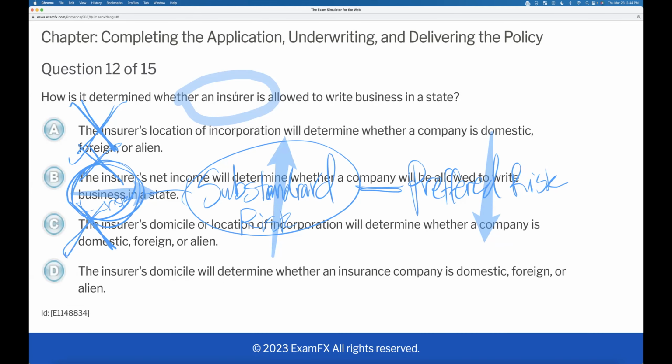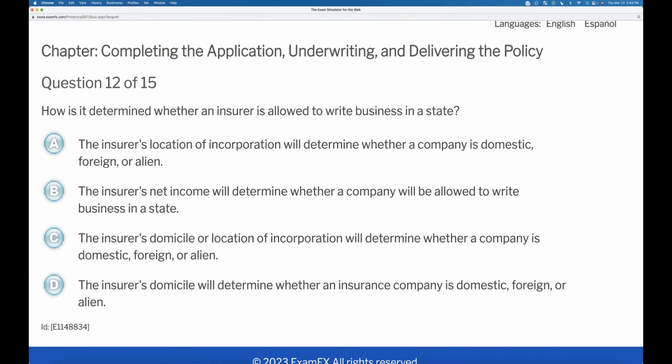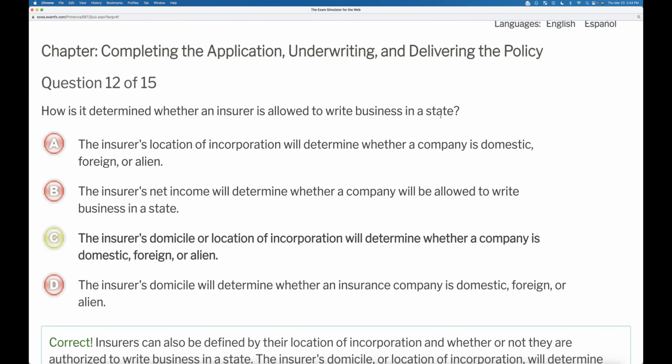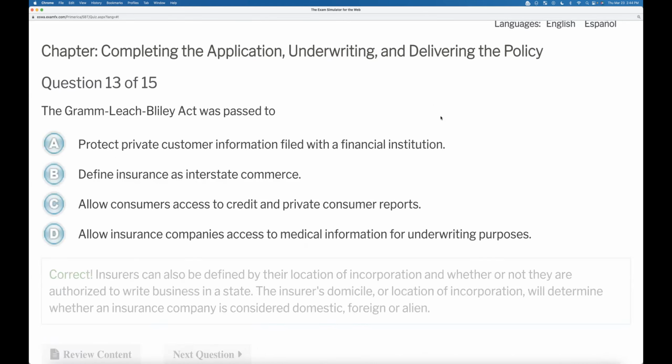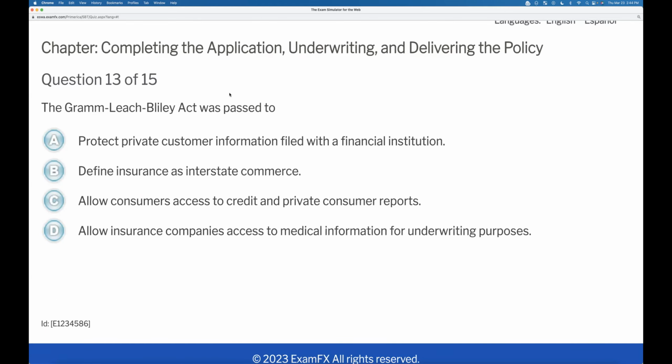Okay, next one. How is it determined whether an insurer is allowed to write business in the state? Okay, we're getting a lot of repeats, so we're going to go to the next chapter after this. Do one more. Okay, time.